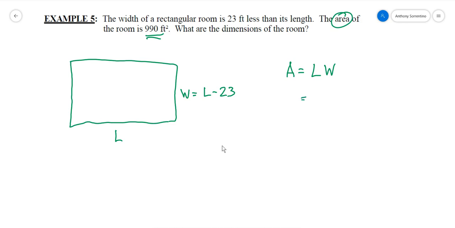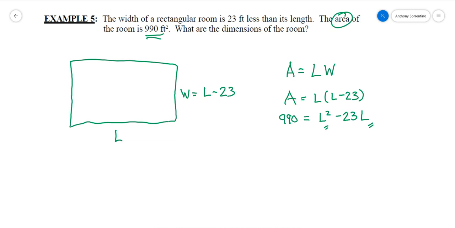But in this case, my length is L, my width is L minus 23. So that's my formula for this. If I use the values that I have in here, I know the area is 990. L times L minus 23 is L squared minus 23L. This is a quadratic equation, which I expected. It's also one that has both an L squared term and an L term, which means I cannot use basic techniques to solve this. I have to use one of the three we talked about.